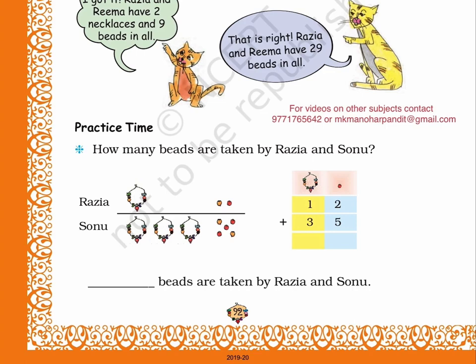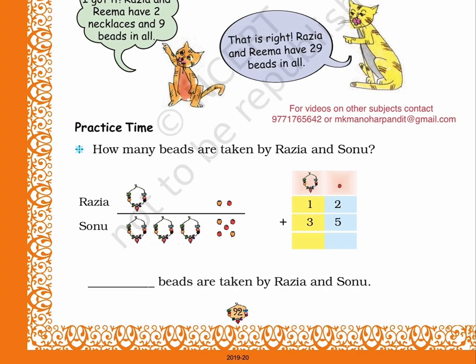Picture shows beads of Razzia, one necklace and 2 loose beads, and Sonu, 3 necklaces and 5 loose beads. The table adjacent to the picture of beads has number of beads written in tens in yellow column and units in blue column, making it easier to add.